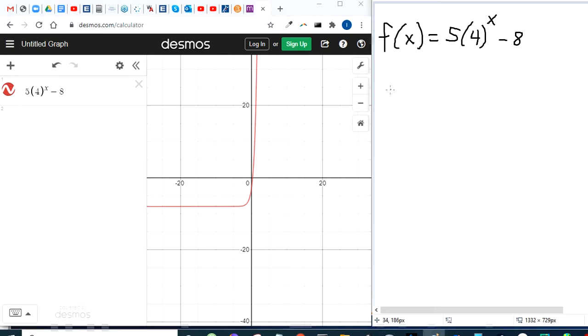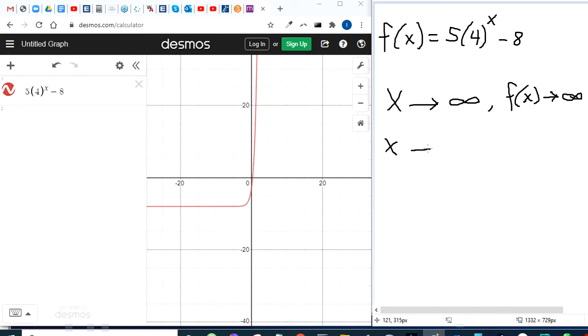So as x goes to positive infinity, the y values just keep getting huge, right? 4 to like a billion, to positive a billion, is a huge number. Times 5 makes it a little bit bigger. Subtracted by 8, that doesn't really do much in the end, right? As x goes to infinity, the y values go to infinity. So we'd say f of x goes to infinity.